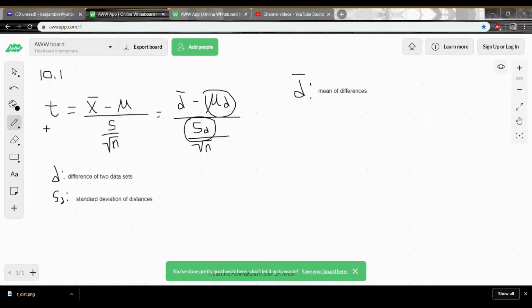It can be done manually without a calculator, and that looks like this. The sample standard deviation of the data set can be calculated with the sum of the difference of two data sets minus the mean of the differences, squared, over the sample size minus 1. This calculation is very tedious to do by hand, which is why learning how to do it on a calculator or finding an online calculator to do it with is very important.